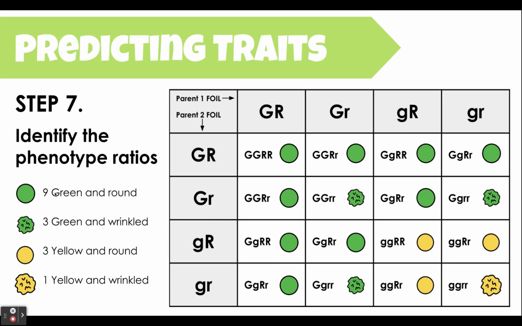Now, this ratio of 9:3:3:1 is typical if you have 2 parents, both heterozygous for both traits. You will see this 9:3:3:1 ratio come up frequently when both parents have fully heterozygous genotypes.